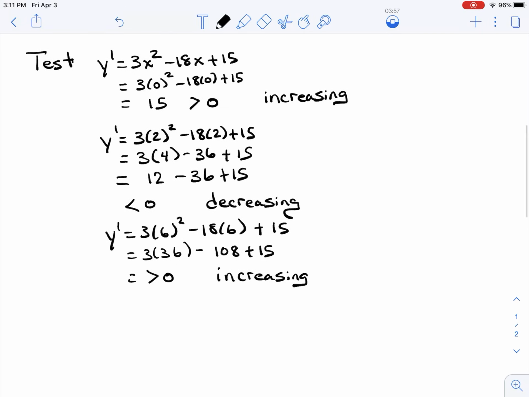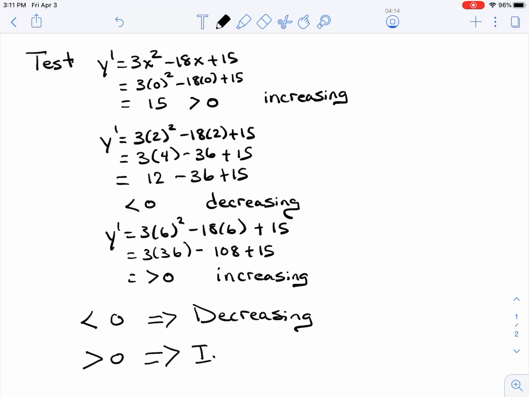So just in summary, when you do your first derivative test, if your tests come out less than 0, that implies your function is going to be decreasing. If it comes out greater than 0, that implies your function is going to be increasing. So we're going to take that information and go on to video 3.